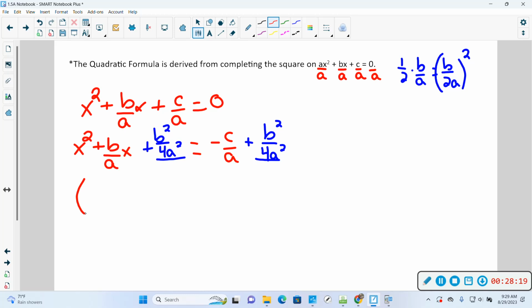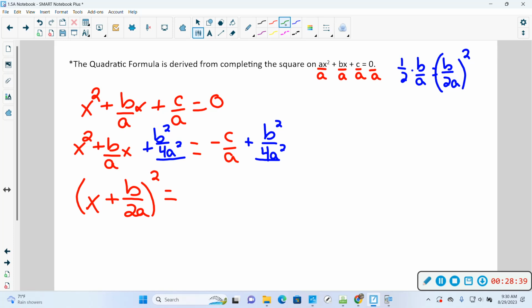So I'm going to factor this. It's what you got when you did half of this. So b over 2a. If you FOIL that all out, you'll get this. Now, the right side lets us practice adding fractions. God, it's got it all today.